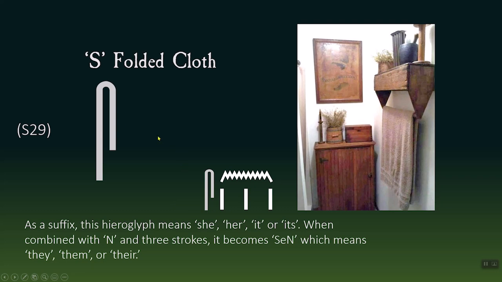Then we have S, which is a folded cloth. And you can see here on the right, just like a towel hanging over a towel rack. This is S29 in our JSesh software. If it appears as a suffix on the end of a word, then the hieroglyph means she, her, it, or its. When combined with N in three strokes, it becomes sen, which means they, them, or their. And you can see an example there. So if you see the folded cloth in combination with these other hieroglyphs, then that means they, them, or their.